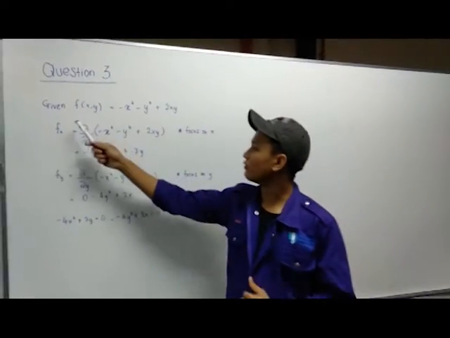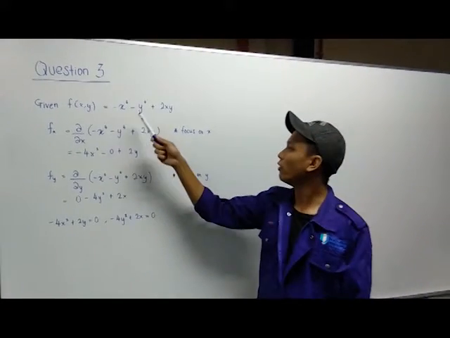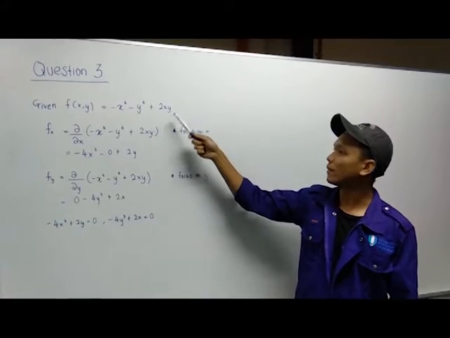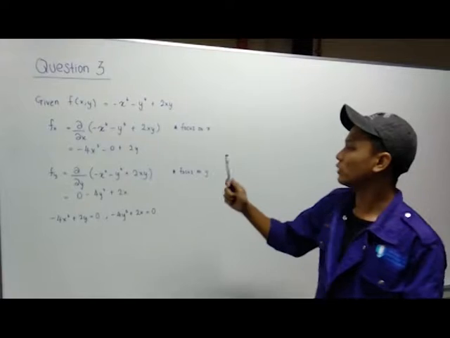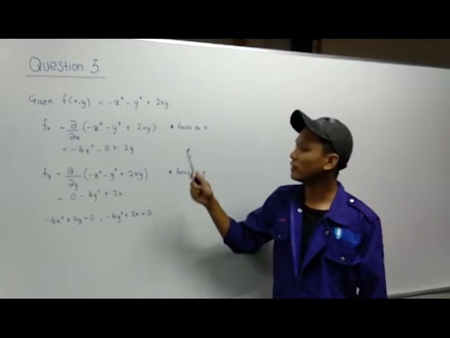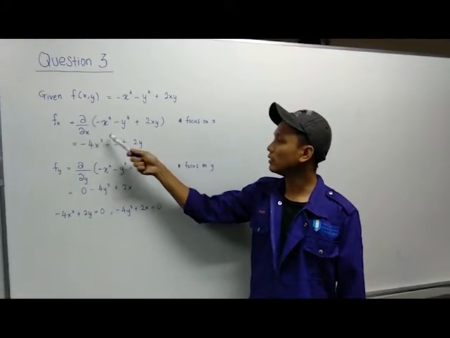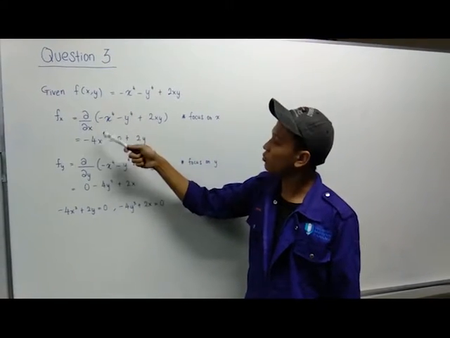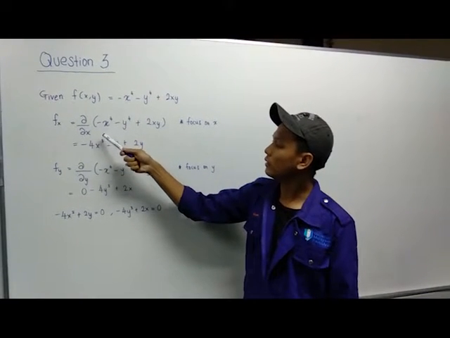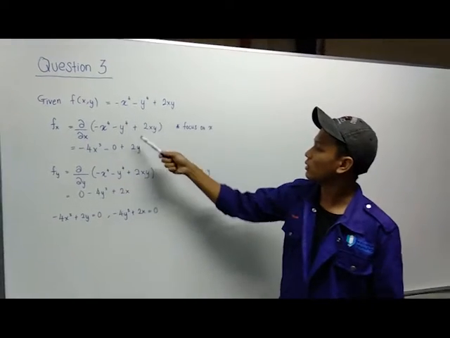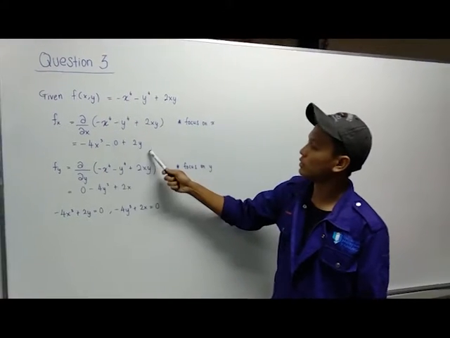So this is the given function, which is f(x,y) equals negative x to the power of 4 minus y to the power of 4 plus 2xy. For the first part, we need to differentiate the function into fx and also fy. The first one, we differentiate into fx, del over del x. So we focus on the x and differentiate it, and this is the answer we get.